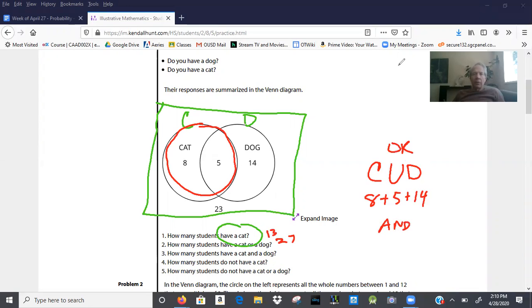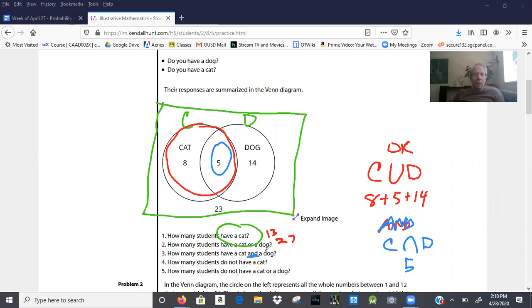A cat and a dog you write as, and actually, let me change colors. Let's do and. If you have a cat and a dog, that's this area in here, so that's easy enough. It's 5, no adding required.